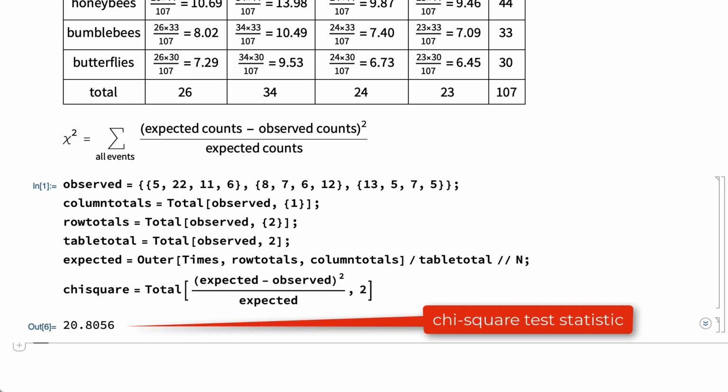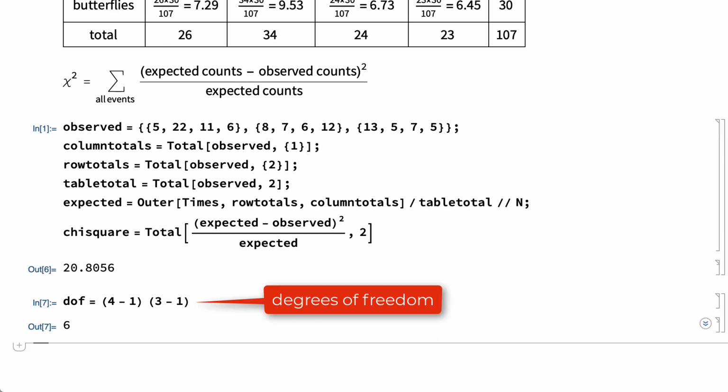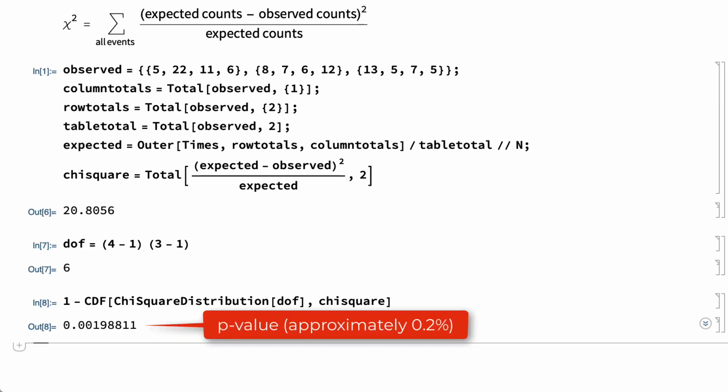The sampling distribution of this statistic is well approximated by a chi-square distribution with degrees of freedom given by 1 less than the number of row categories multiplied by 1 less than the number of column categories. The p-value can be calculated as before using the cumulative density function, CDF, to get the area in the tail of the chi-square distribution with the appropriate number of degrees of freedom. This p-value is about 0.2%, so at a significance level of 5%, the conclusion is to reject the null hypothesis.